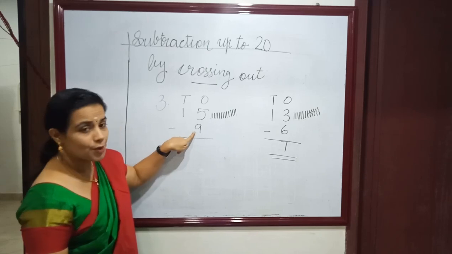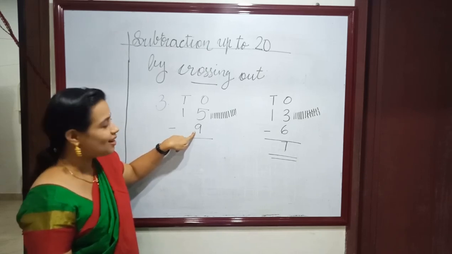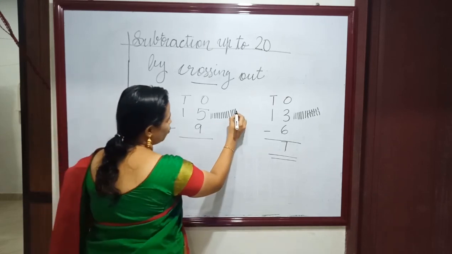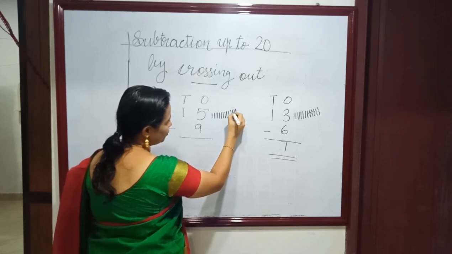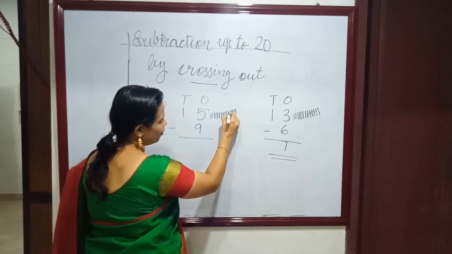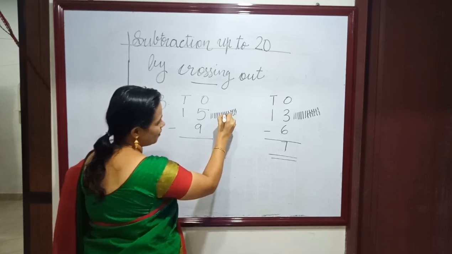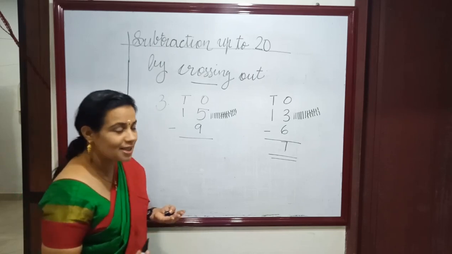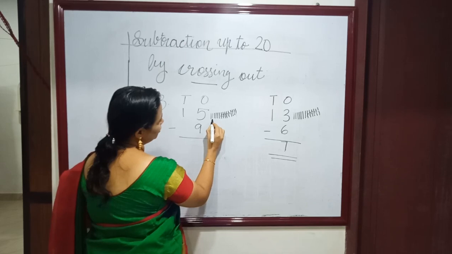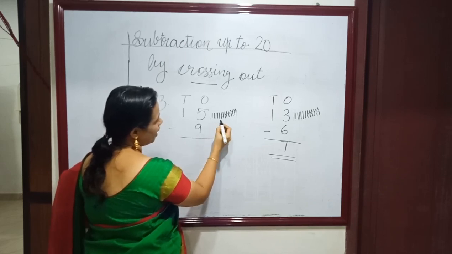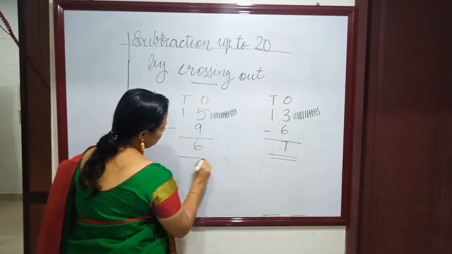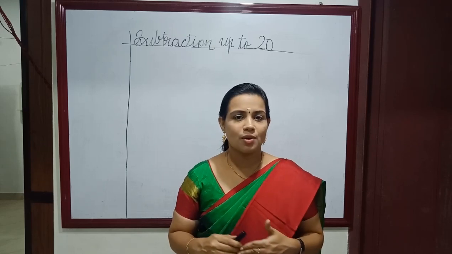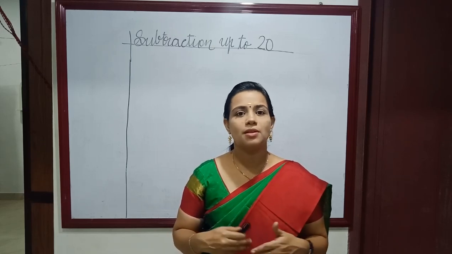Then we have to cross out 9 lines from the right side. Count 1, 2, 3, 4, 5, 6, 7, 8, 9. Then count and say how many lines are remaining here. 1, 2, 3, 4, 5, 6. So 15 minus 9 is equal to 6. Subtraction by crossing out is not easy, so you can follow this method to subtract.